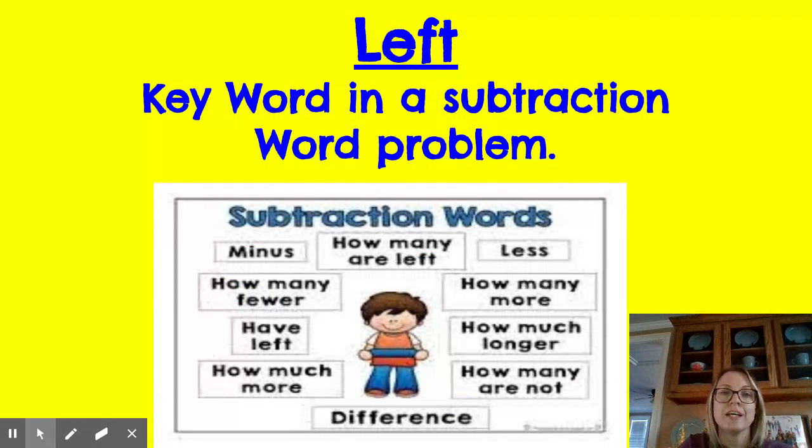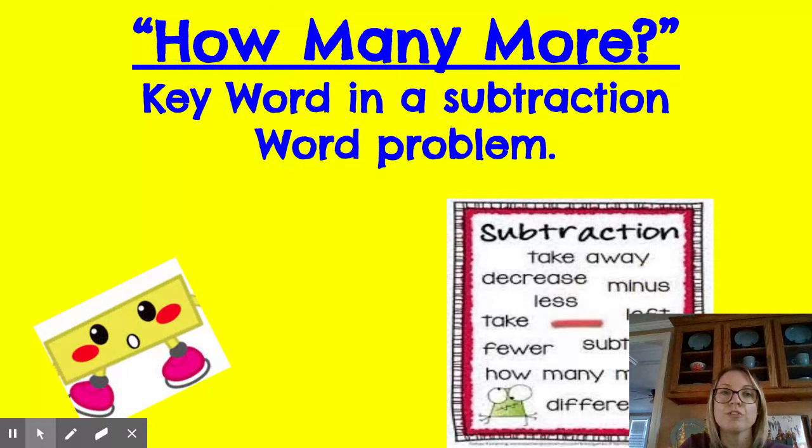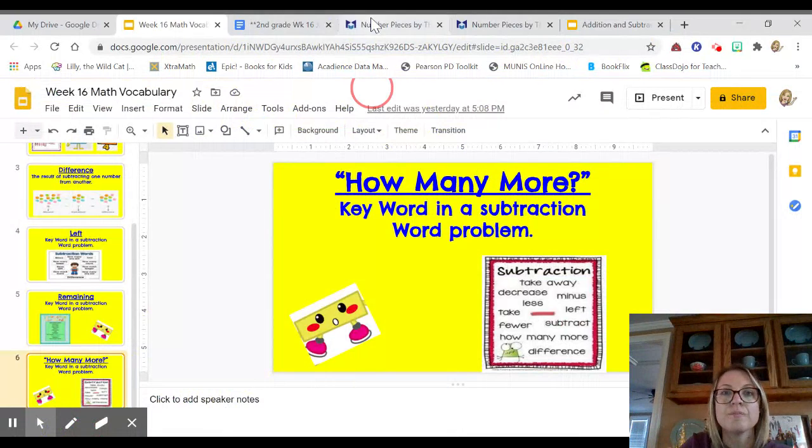The next word is left. Left is a key word in a subtraction word problem. Left is one of those words that's going to let you know to subtract. The next word is remaining. If you see remaining or remains, that's a key word to let you know to subtract. And the next word or phrase is how many more. That is another key word to let you know that you are going to subtract. Okay, boys and girls? That is your vocabulary words for the week.